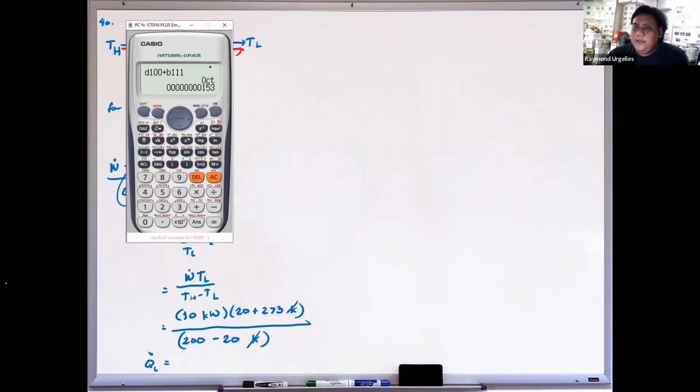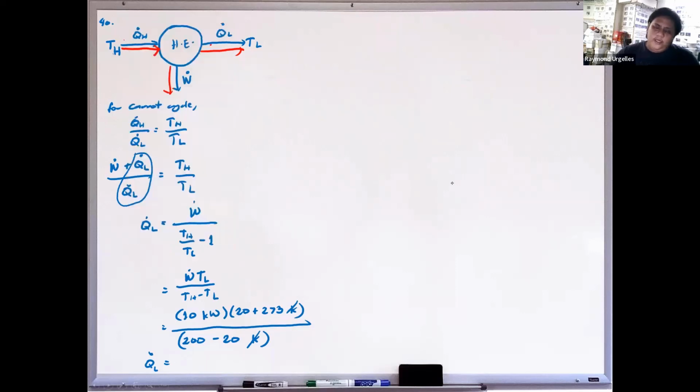Okay, let's try to calculate this. Balik tayo sa computation mode. 10 multiplied by 293, then divided by 1. We get 16.3 kilowatts, or kilojoules per second, since a watt is joules per second. So this is letter C. Any questions on number 40?